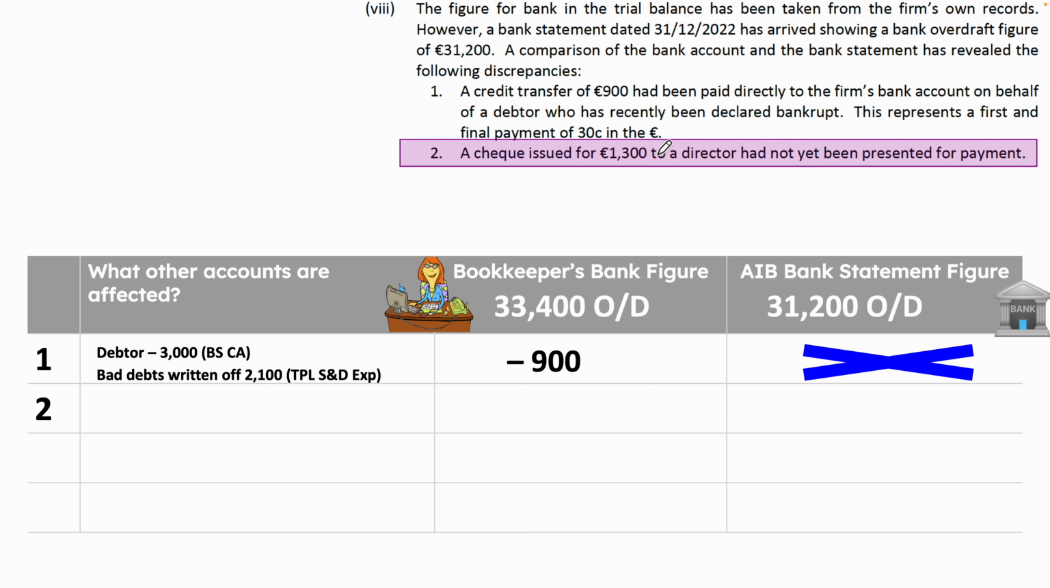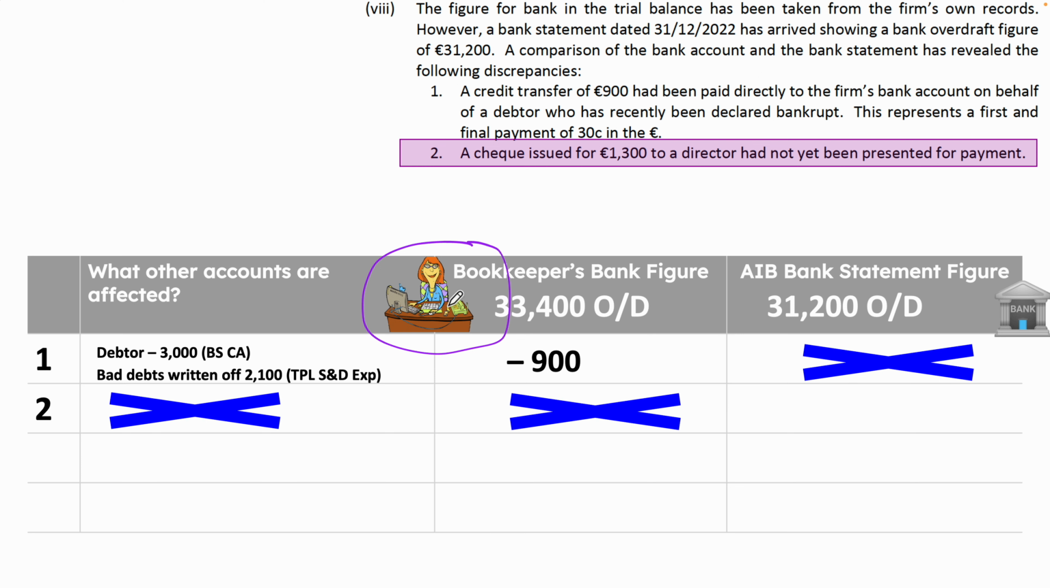Second part says a cheque issued for 1,300 to a director had not yet been presented for payment. So the bookkeeper here has given a cheque to a director. The director has just gone and put it into their wallet, into their back pocket, into a drawer, whatever. They just haven't walked into AIB to cash it. Now, this does not say that the bookkeeper has not recorded it. We can assume that the bookkeeper has recorded it and we have nothing to do in their books.